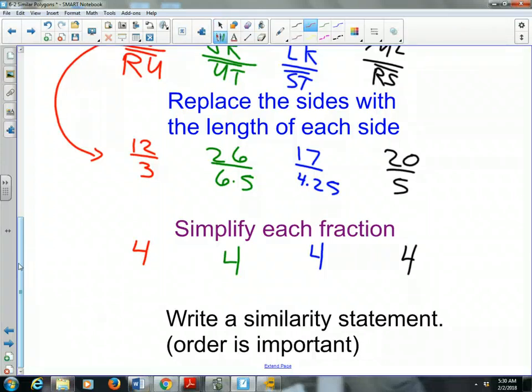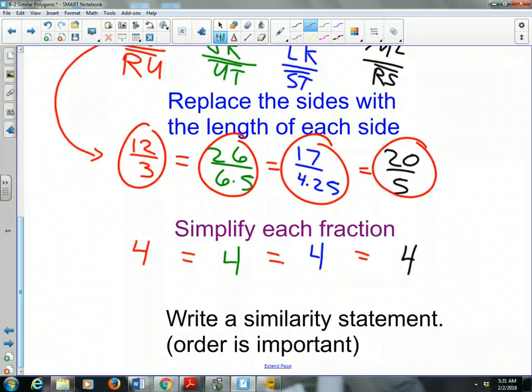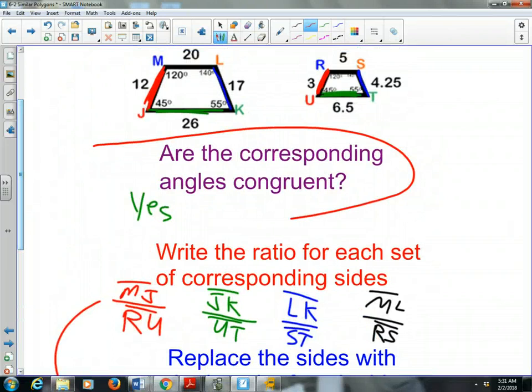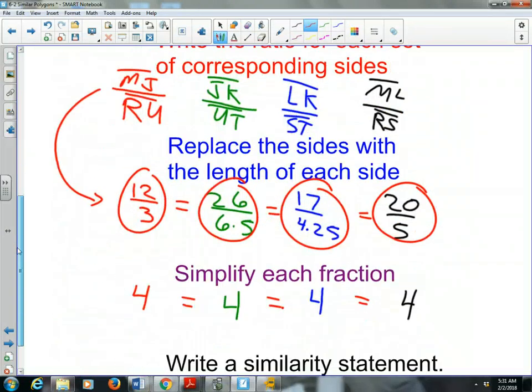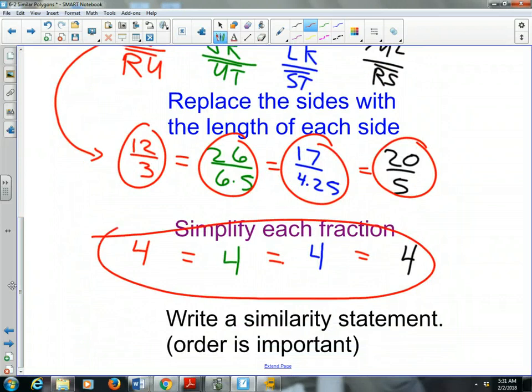So as you can see, these are proportional side lengths. A proportion means that it's two fractions or two ratios that are equal to each other. And this fraction equals this fraction equals this fraction equals this fraction. So the side lengths are not congruent. One is smaller than the other. However, the side lengths are proportional. Their fractions equal each other. So if their angles are congruent, and if their side lengths are proportional, we can now say that these two polygons are similar.